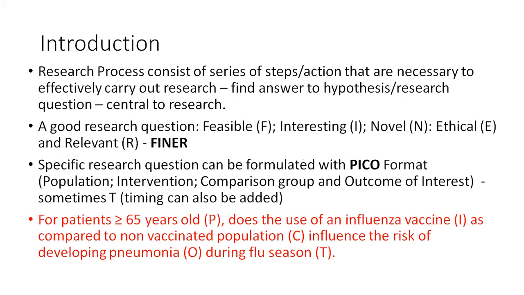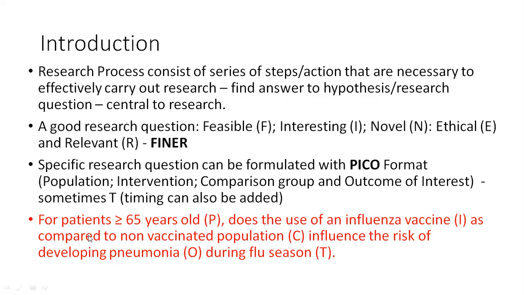And to have a research process, the first thing that you need is a good research question. So the two guidelines for a good research question could be either you follow the mnemonic FINER or you follow the mnemonic PICO or PICOT. FINER stands for feasible, interesting, novel, ethical, and relevant. Whereas the PICO format includes the population, intervention, comparison group, outcome of interest, and sometimes timing is added to it.